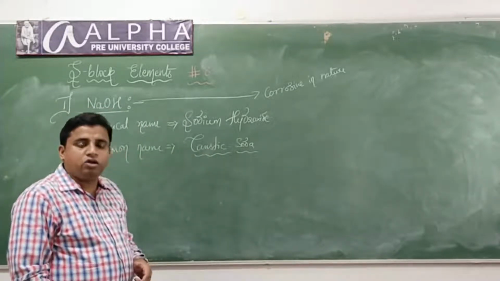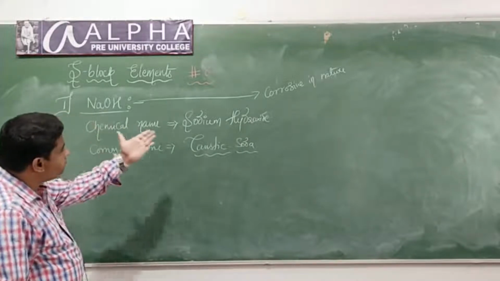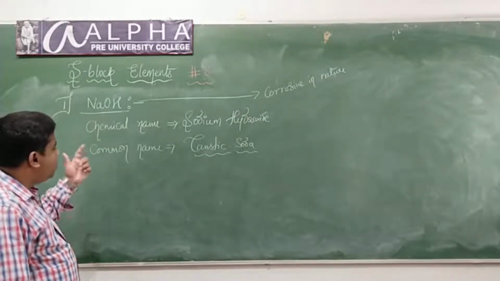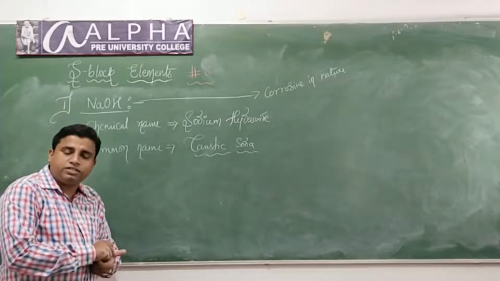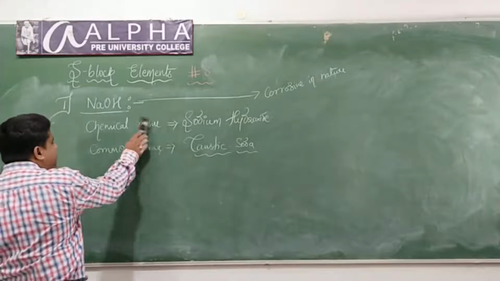It is called what? Caustic soda. I hope you understood. Okay, so what is the chemical name? Sodium hydroxide. What is the common name? It is caustic soda. Fine. Now let us talk about the preparation of this compound.